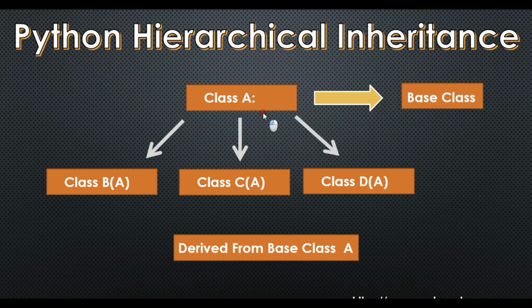Now, if you see, there is a relationship between our class A and class B. There is a relationship between class A and class C, and also a relationship between class A and class D. But there is no relationship between class B and class C, or class C and class D. So we don't have any relationship between the derived classes, but there is a relationship between the base class and also the derived classes. Now let's create an example.